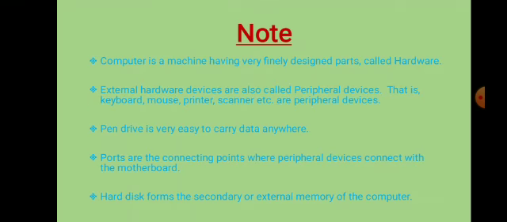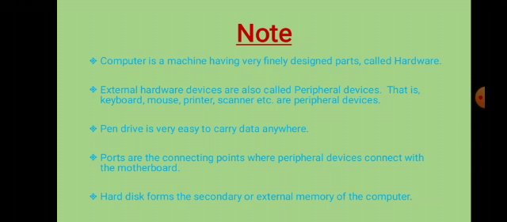Next, I have briefed some definitions under the note topic. Now we will look into it. Computer is a machine having very finely designed parts called hardware. External hardware devices are also called peripheral devices. Many students are getting confused when I refer to external hardware as peripheral devices.